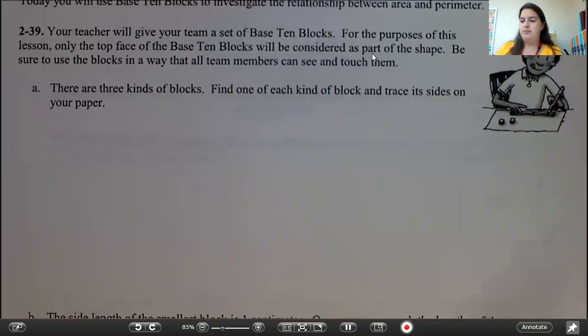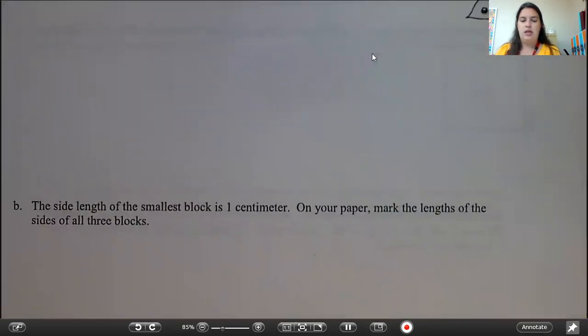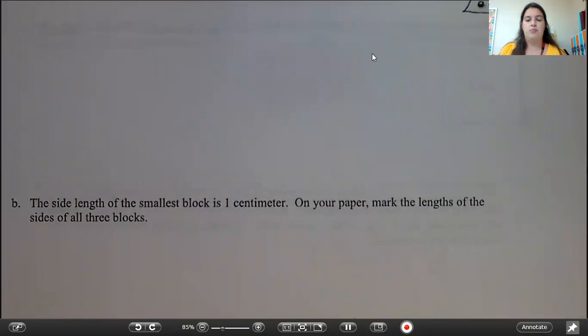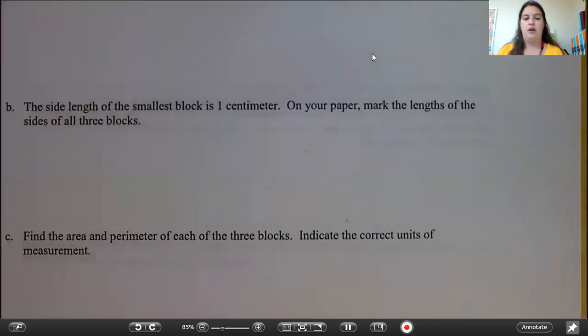B says the side length of the smallest block is 1 centimeter. On your paper, mark the lengths of the side of all 3 blocks. So you're going to do that. And then C says find the area and perimeter of each of the 3 blocks. Indicate the correct units of measurement. So you're going to go ahead, pause the video, and you are going to answer parts A, B, and C.